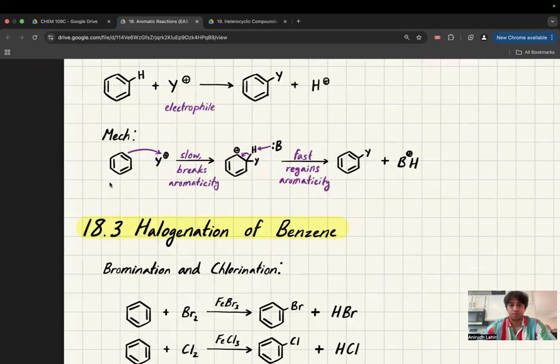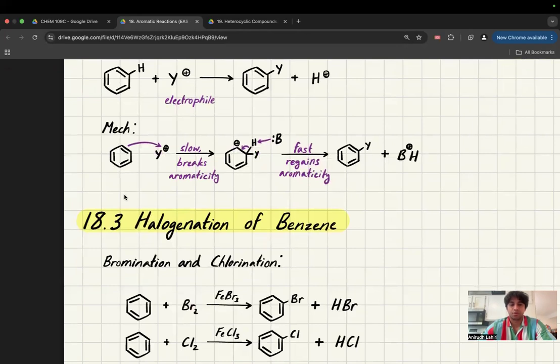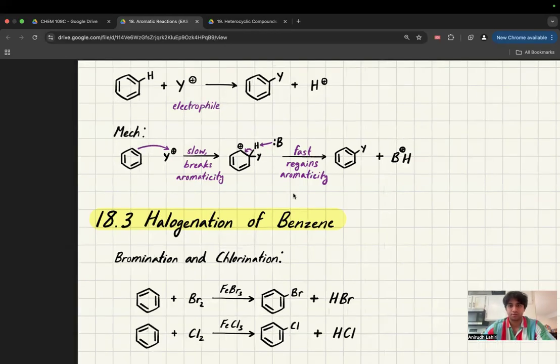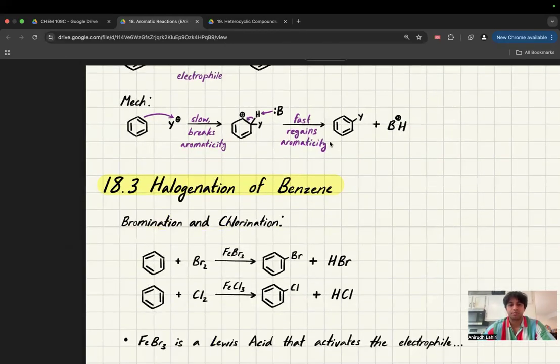This general mechanism is as follows. We start with benzene, we attach the electrophile to it. This is the slow step because you're breaking aromaticity. If you recall from 109A, aromaticity is just when you have a conjugated system, an odd number of electron pairs, planar, whatever. It's just a really, really stable structure. When we break it, we lose that stability, so that's why it's slow. Then the deprotonation to restore the double bond is fast because we're regaining aromaticity, increasing the stability.